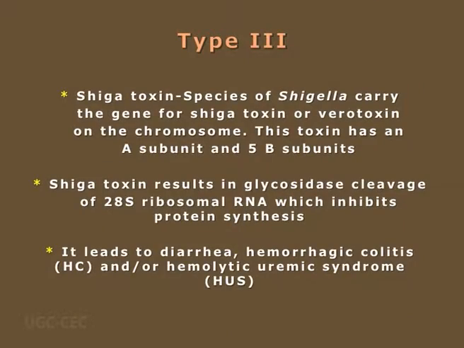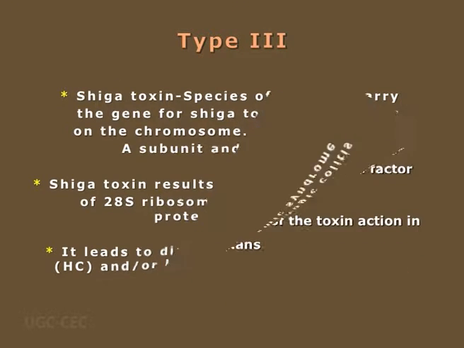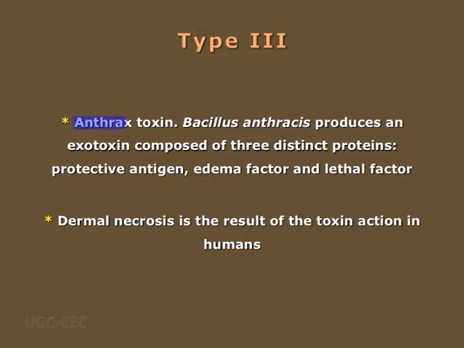The same types of type 3 toxins are the Shiga toxin, which is produced by Shigella, and they actually prevent formation of ribosomes because they cleave the 28S subunit of the ribosomal RNA, due to which the protein synthesis is inhibited, and it leads to diarrhea, it leads to hemorrhagic colitis or even hemolytic uremic syndromes.